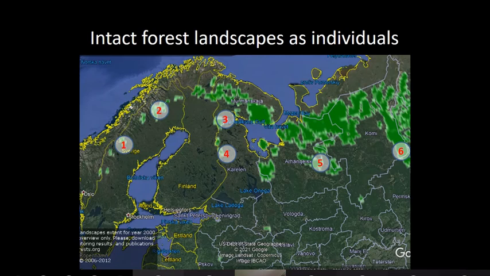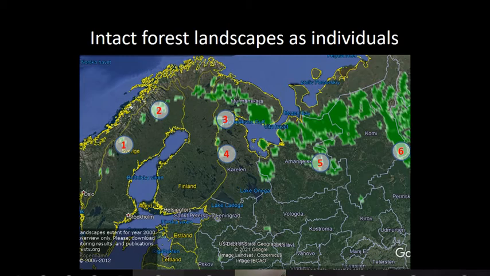Then I'd like to say a few words about something that we have embarked on now. This is a map of the northern boreal forest from the Atlantic Ocean to the Ural Mountains. And these greenish areas are those which are classified as intact forest landscapes. So no sign of, or very small signs of human impact, and at least 50,000 hectares large. So what we're doing is to view each of these green areas as individuals. So the question is, what happens to individuals of intact forest landscapes over time?